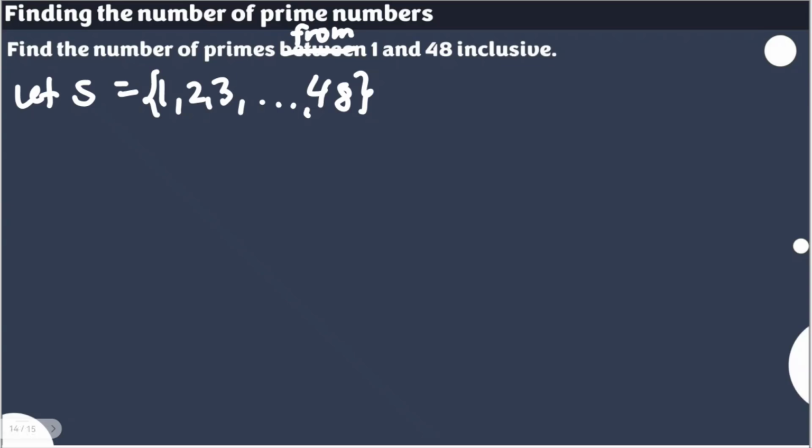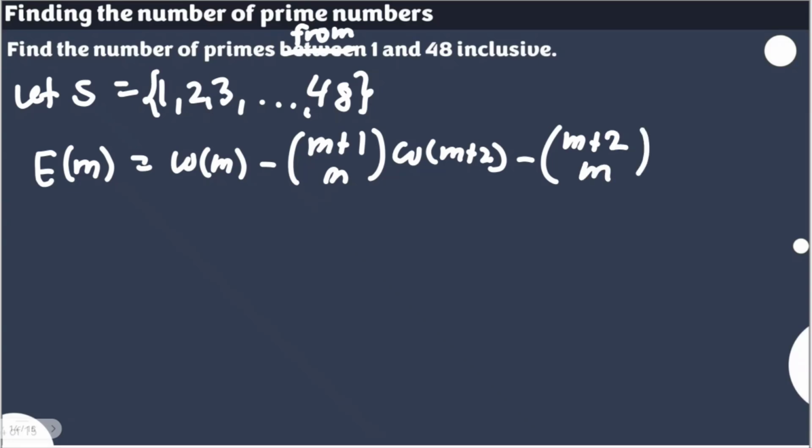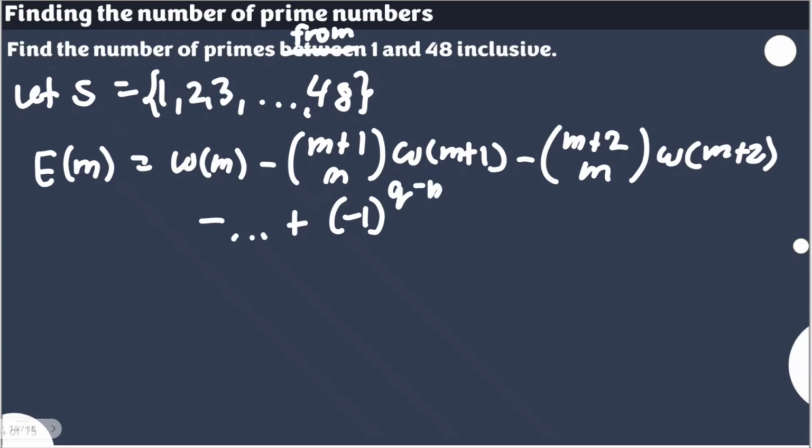Now take note, if we're talking about the GPIE, we have E of M is equal to omega of M minus (M+1 combination M) omega of M+1 plus (M+2 combination M) omega of M+2, minus, until plus or minus (-1) raised to Q minus M, then Q combination M, and you will have here omega of Q. This is the generalized principle of inclusion and exclusion.